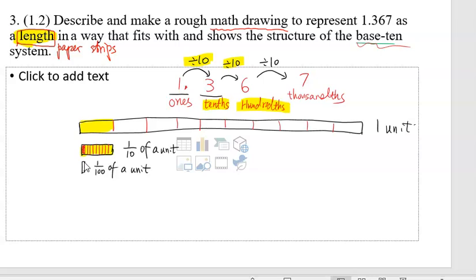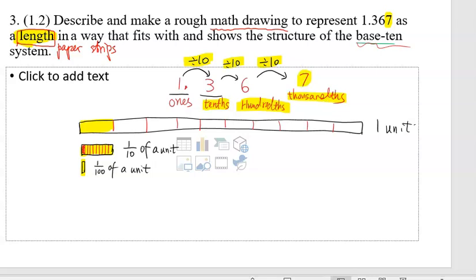And you can see right here, in order to generate the next place value, the 1,000ths, I have to take 100th and divide by 10. So we have to take this little tiny piece and divide it into 10 equal parts, which is almost impossible now. So we're not going to do that. We're going to just use a rough paper strip to represent that 7 thousandths.